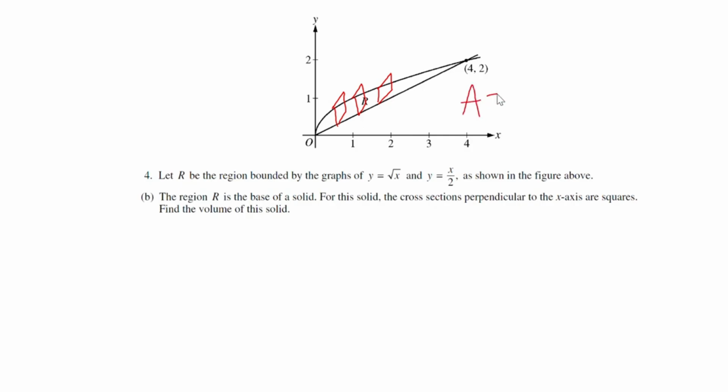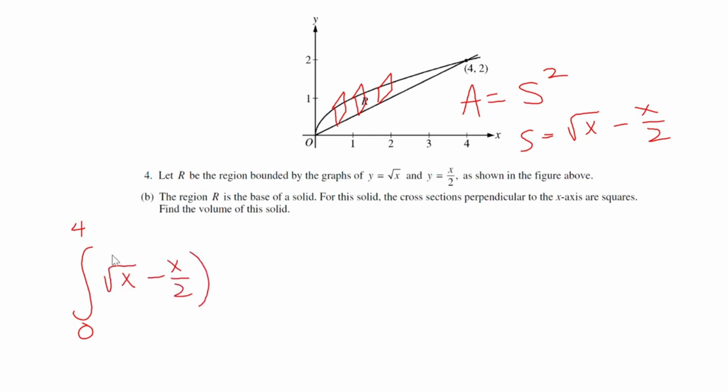Each one's area is just the side length squared. The side length is just the upper function minus the lower function, root x minus x over 2. So if I want to find the volume, I'm just going to sum together, using an integral from 0 to 4, the area of each of those squares, which is root x minus x over 2 squared.